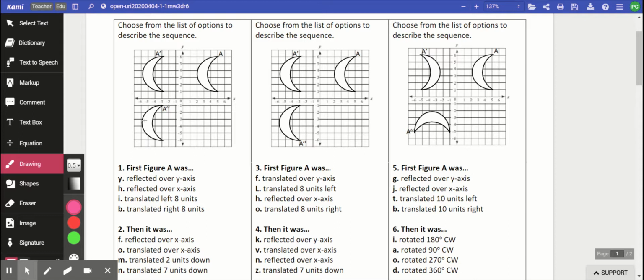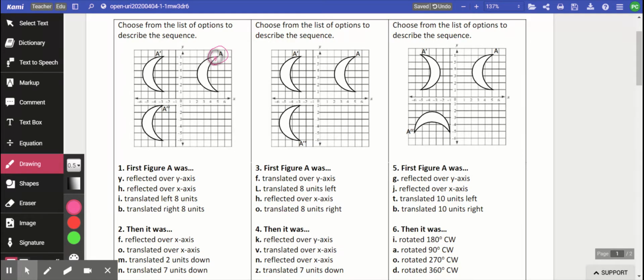So what we want to know is what happened. From A to A prime, what happened to get there? And then from A prime to A double prime, how did that get there? So if we look at question number 1, it says first A was, so I know then that they're asking me to take a look at A right here. Okay, what happened to this moon shape at A? And one of the things that I like to do is I like to pick a certain point to focus on.